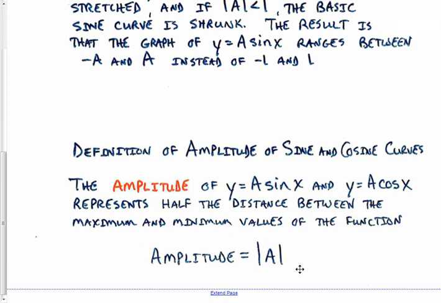And the way we can determine that is to look at the absolute value of this number. So when we had y equals sine of x, it's understood that the a value is 1, so the amplitude is 1. When we had y equals 2 sine of x, then of course the absolute value of 2, which is just 2, is the amplitude. That tells you how high or low the graph is going to go.